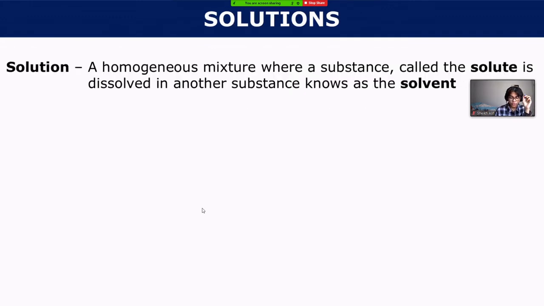Let's move on to solutions. A solution is a homogeneous mixture where a substance called the solute is dissolved in another substance known as the solvent. A homogeneous mixture just means that if you were to look at the mixture, you wouldn't be able to tell the distinct parts of the mixture.